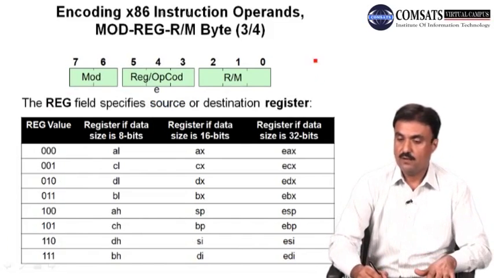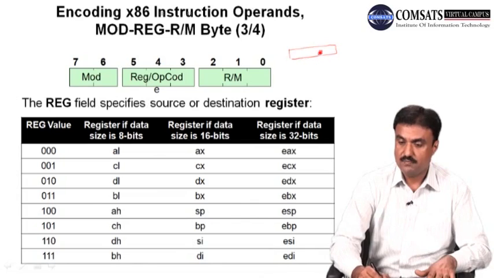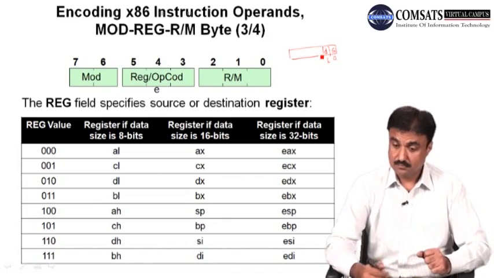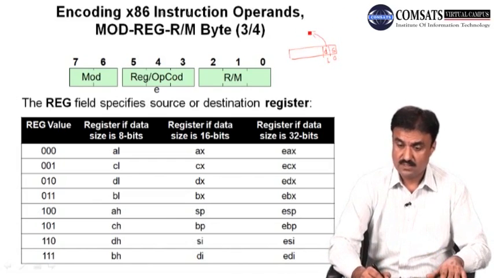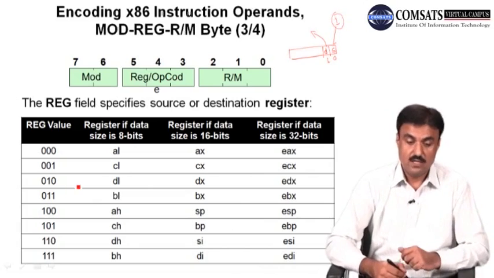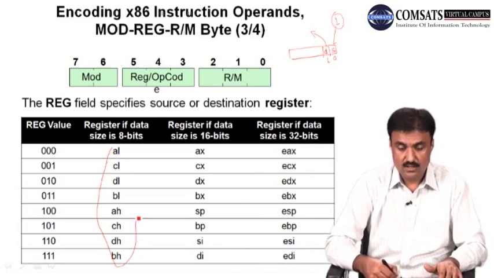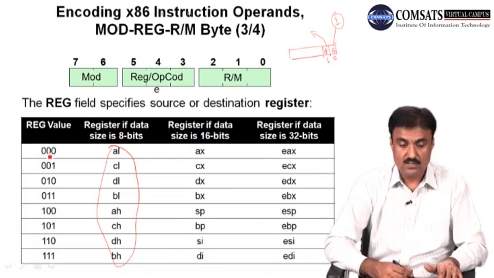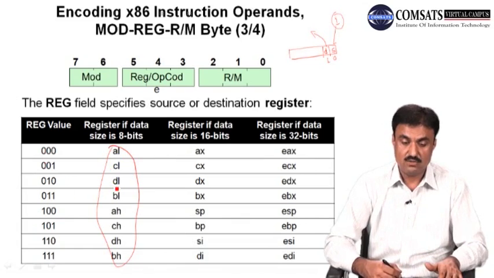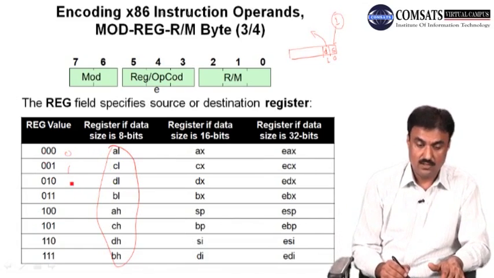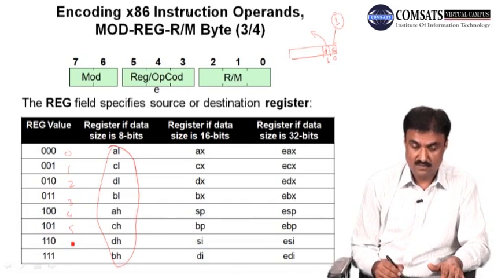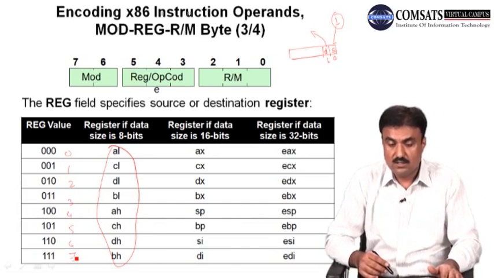Now, as we know, we have a 1-byte opcode, and we have the size bit, which is bit 0, and the D bit for the direction, which is bit 1. If we are using 32 bits or 16 bits, then size should be 1. If it is 0, then it should be 8 bits. So in case of 8 bits, these are the registers whose values will be used. You can see 000 is AL, 001 is CL, 010 is DL. So you can call it 0, 1, 2, 3, 4, 5, 6, 7. These are the values from 0 to 7.